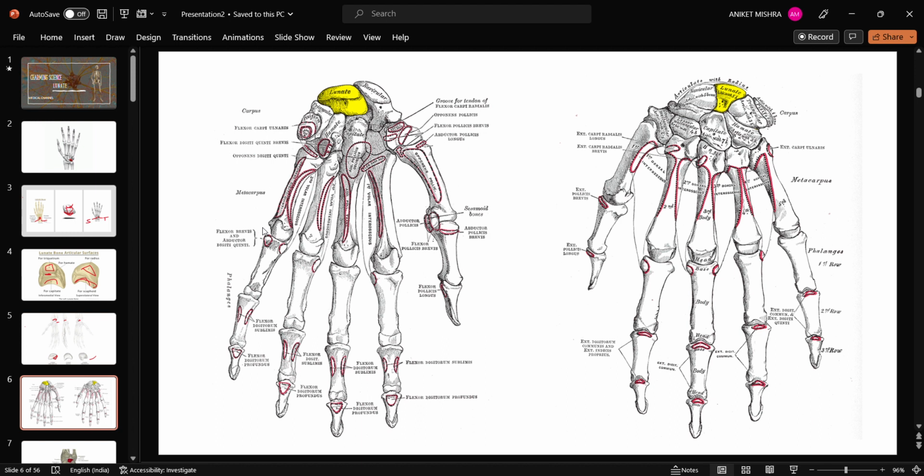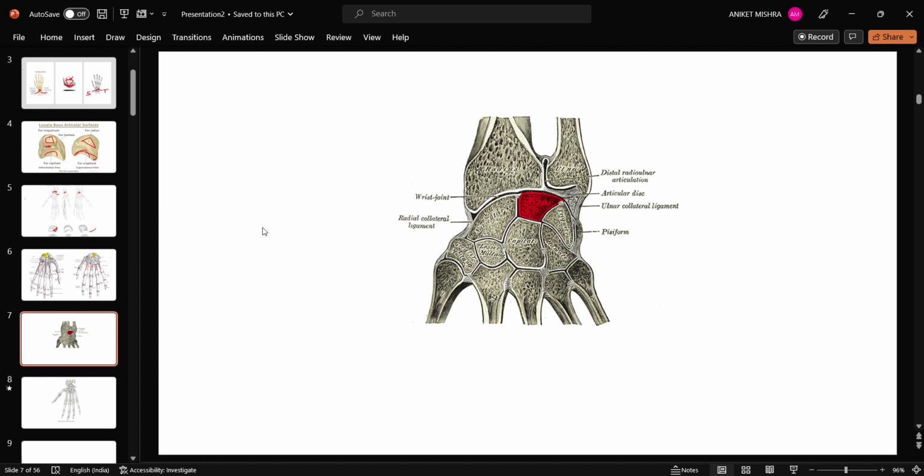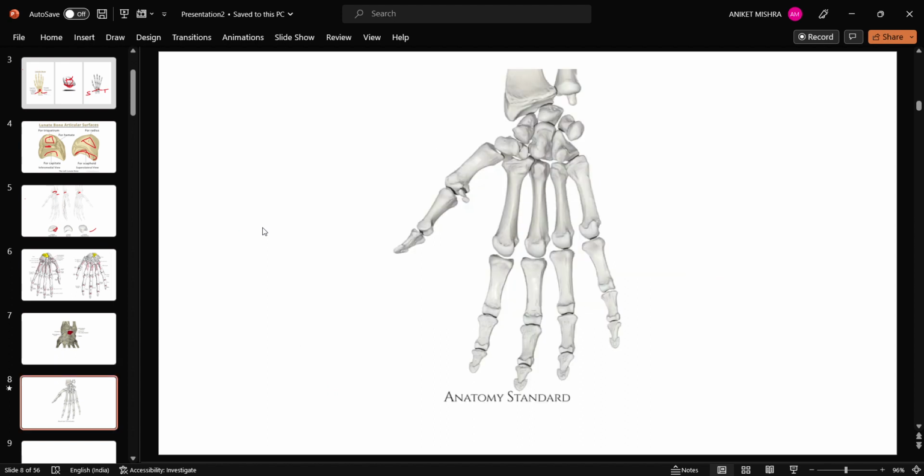When we talk about the ossification of the lunate bone, it starts at the age of 4 and completes by 6 to 7 years. The function of the lunate bone is that it provides a bony superstructure of the hand, forms part of the proximal carpal row, and is involved in the movement of the wrist.